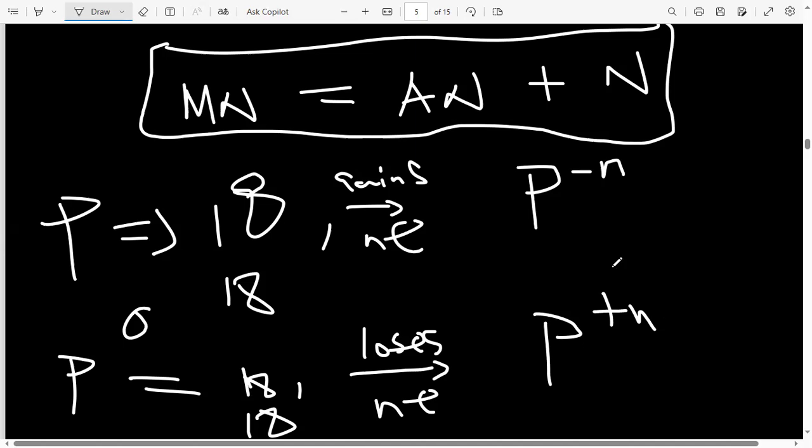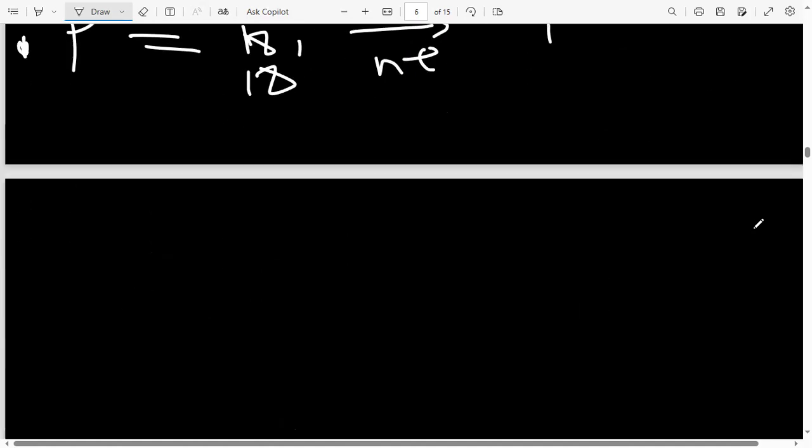So these are the two scenarios: one, when you are gaining electrons, and the other one when you're losing electrons. Remember this when we start doing an example. Here I'm just explaining the concept, and then we can now talk about the isotopes.